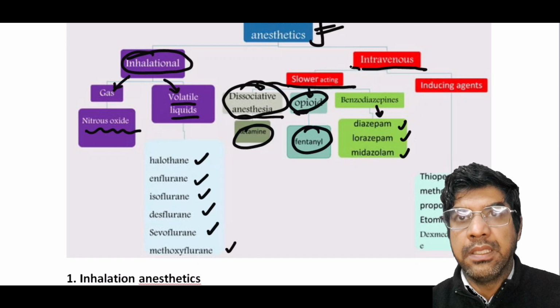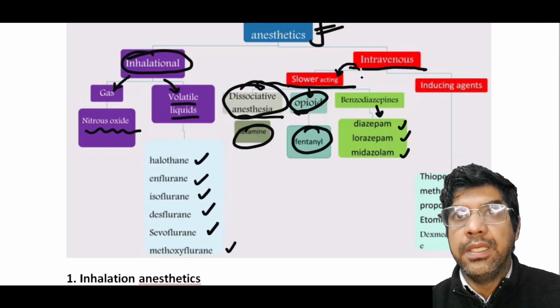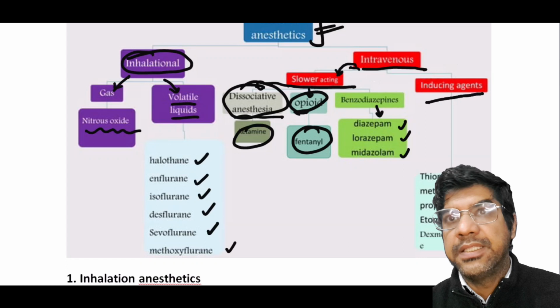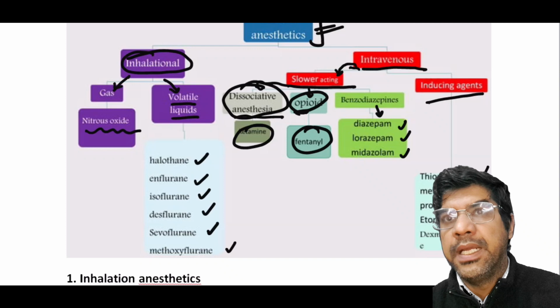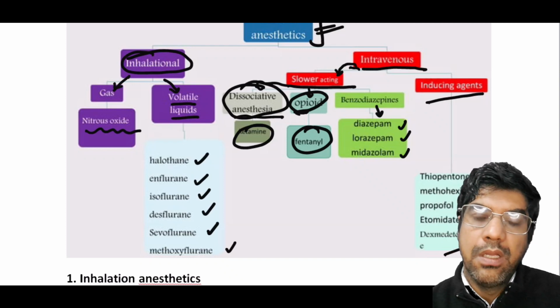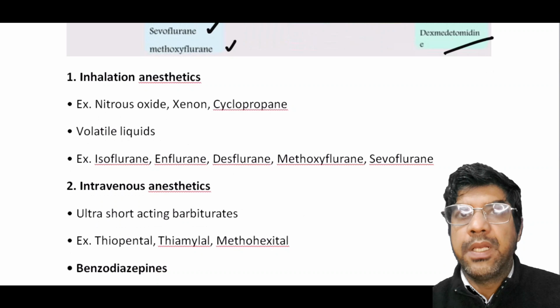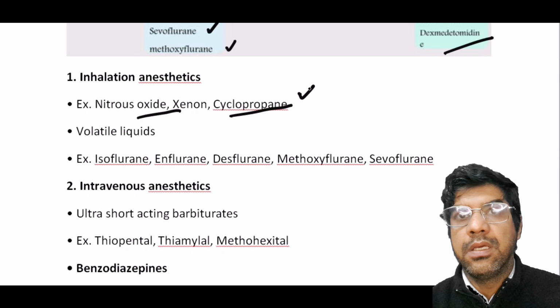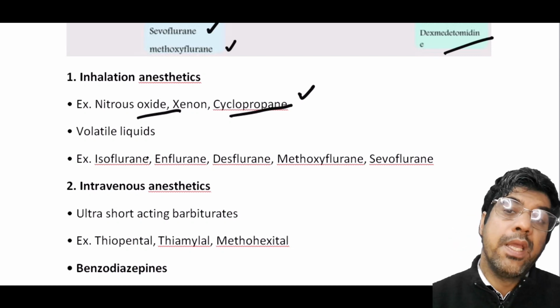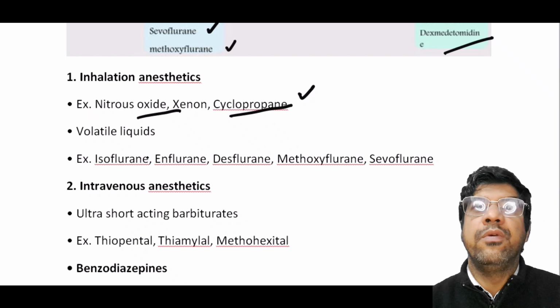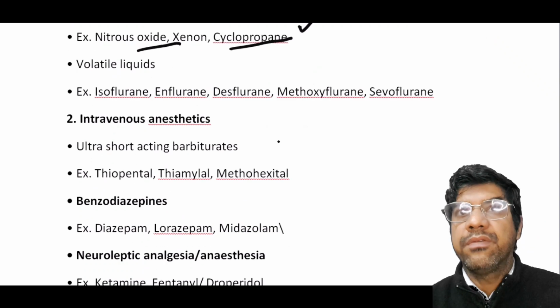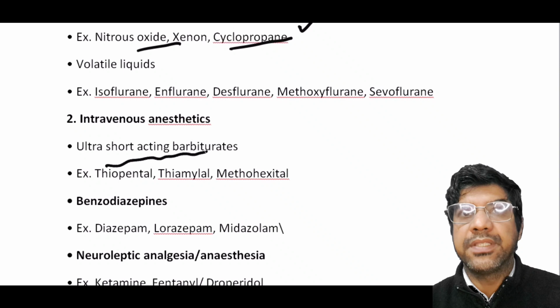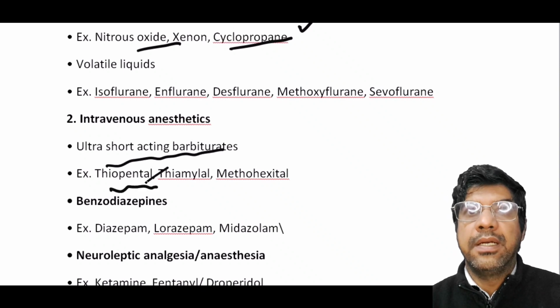These are given by intravenous route and they act slowly. What are inducing agents? They can be thiopentane, propofol, etomidate, etc. Now the examples of the inhalation anesthetics are nitrous oxide, cyclopropane. The volatile liquids can be isoflurane, enflurane, desflurane, methoxyflurane, sevoflurane. An example of the ultra short acting barbiturates is thiopentane. That is what you can get a question on.